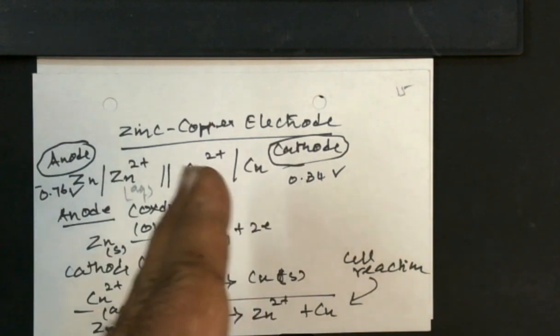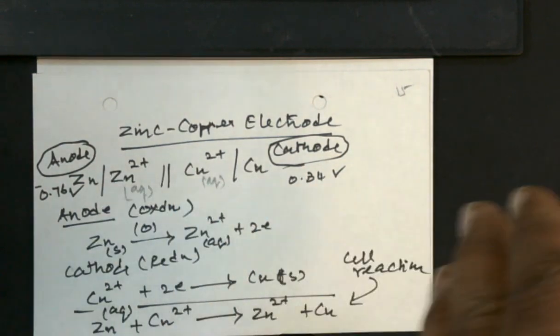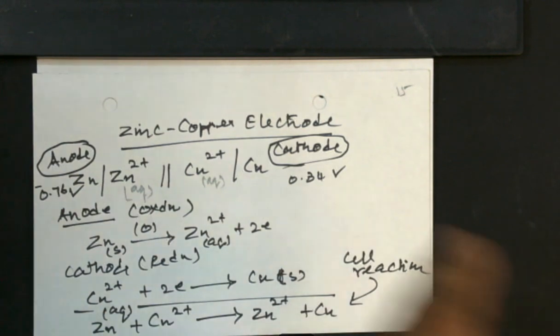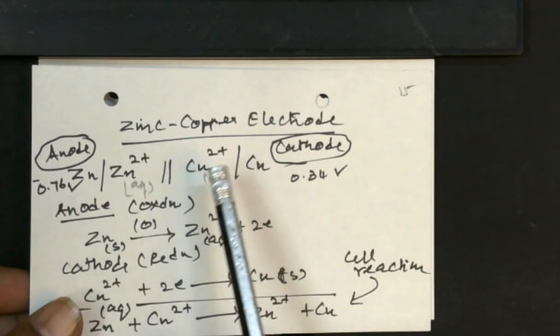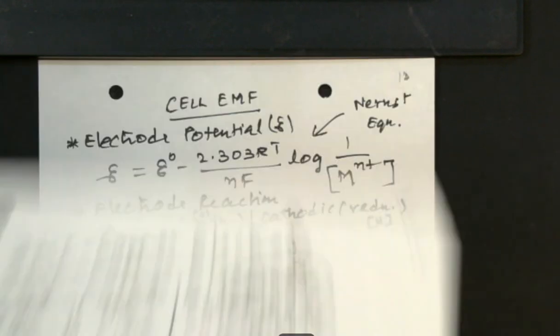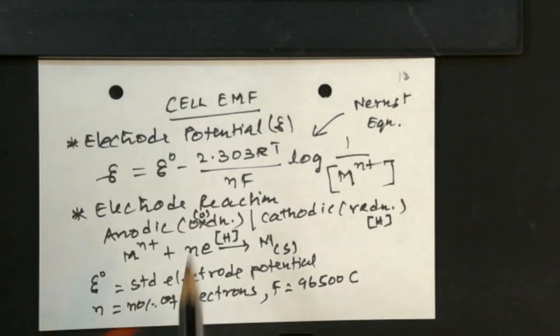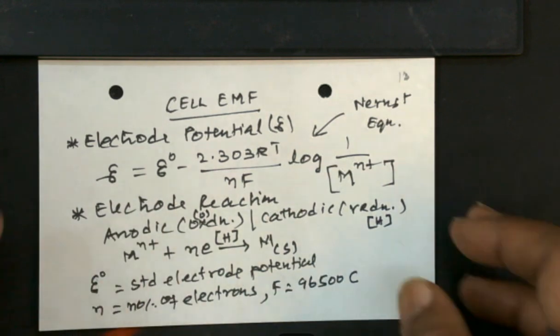We know very well, at anode oxidation takes place, at cathode reduction takes place. So these are all the basic ideas based on which let me proceed now. And this double slash represents the what? Salt bridge. Okay, right.